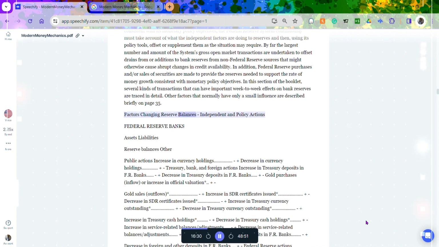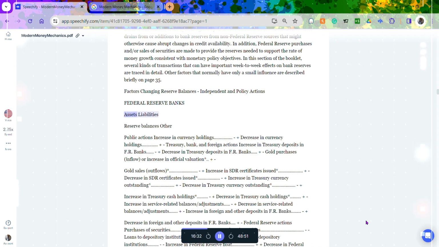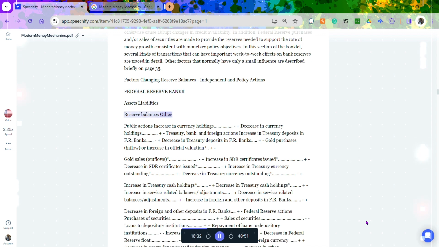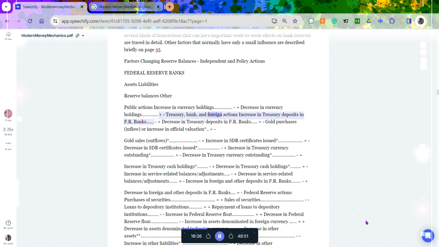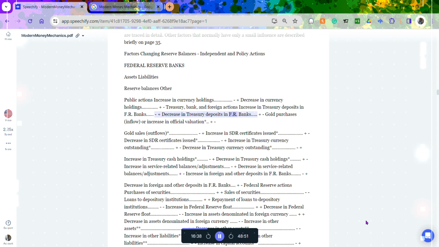Factors changing reserve balances, independent and policy actions. Federal Reserve Banks. Assets, liabilities. Reserve balances, other. Public actions: plus, increase in currency holdings; plus, decrease in currency holdings. Treasury, bank, and foreign actions: plus, increase in Treasury deposits in FR banks; plus, decrease in Treasury deposits in FR banks.